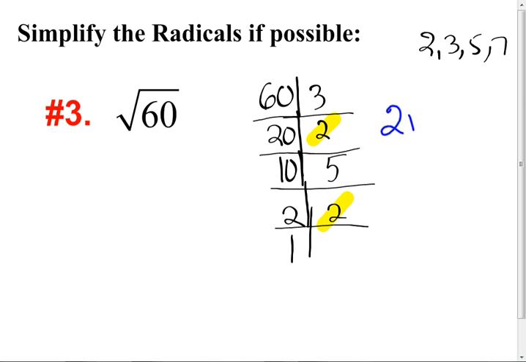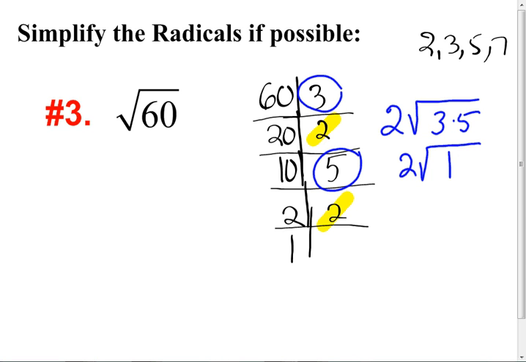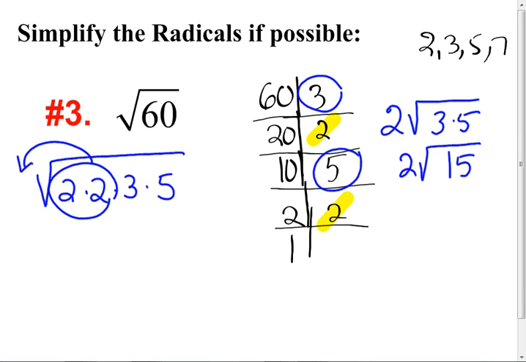It's 2 times the square root of what's left over? 3 times 5. Because what didn't come out? They're all under the radical. The ones that don't have a match stay there, and that ends up being 15. You can't simplify the square root of 15. That's okay. Because what is this? This is the square root of 2 times 2 times 3 times 5. If you get a match, it gets to come out. I'm still left with the 5 and 3.